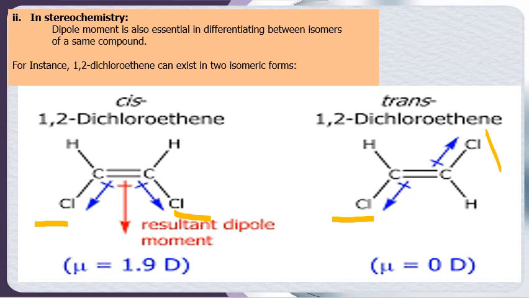Right? Now what happens here? Look at this. The substance which is cis has the direction of the vector from carbon to chlorine.